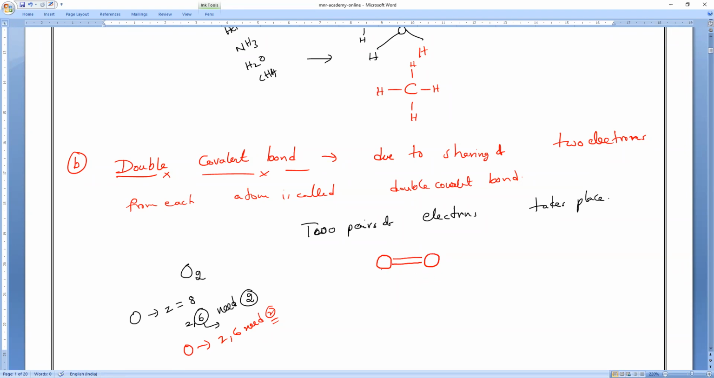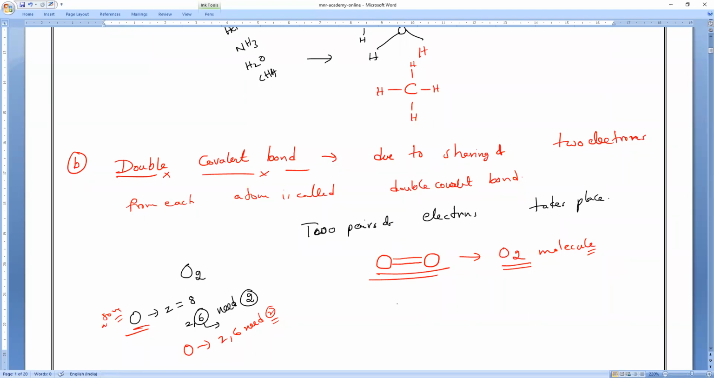So finally, what will happen? They will form an O2 molecule. See, O is the atom, O2 is the molecule. So what is the bond present here? To become stable in nature, it will form how many pairs of electrons? Everybody? 2 pairs of electrons.